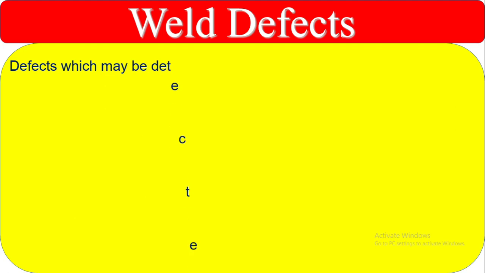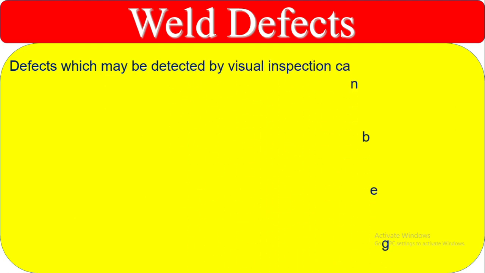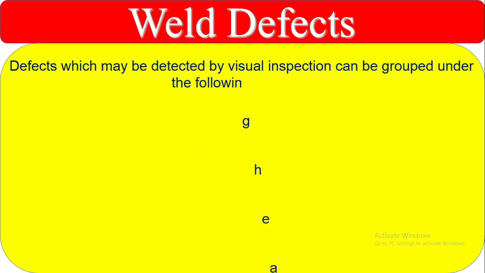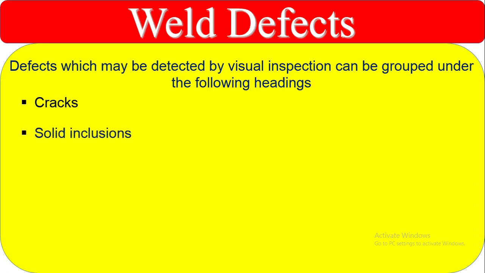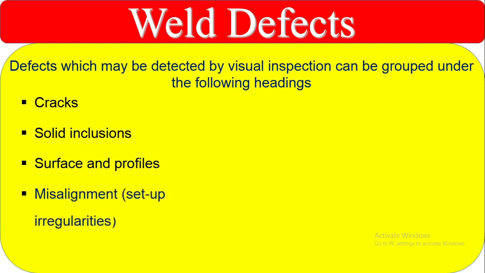First thing you have to know: defects which may be detected by visual inspection can be grouped under the following headings. Different types of defects have different names. The defects are cracks, solid inclusion, surface and profile defects. All the defects will be discussed one by one in each presentation, each slide.